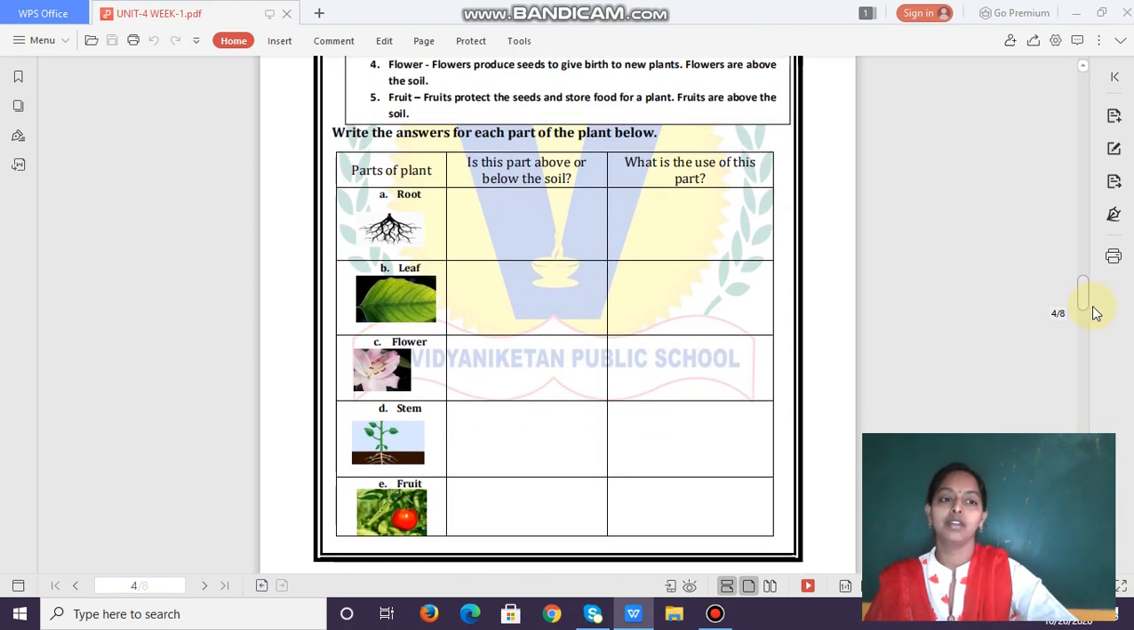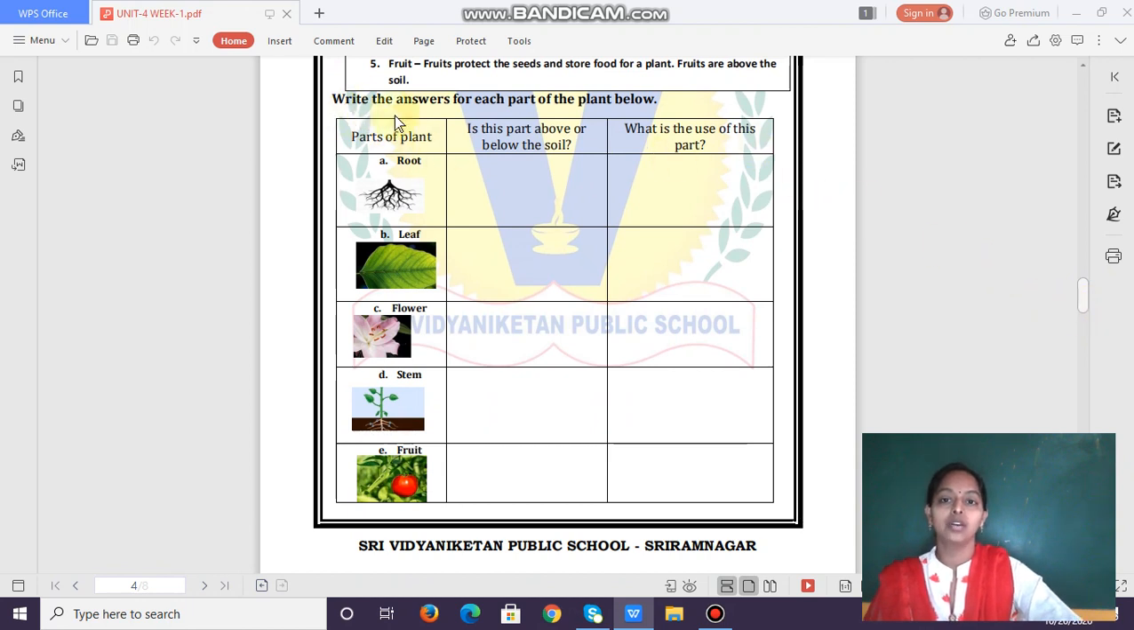Now let's see our worksheet here. Write the answers for each part of the plant below. Here you can see the parts of the plants. And here, see, is this part above or below the soil? What is the use of this part? Here you can see one of the parts, that is root.